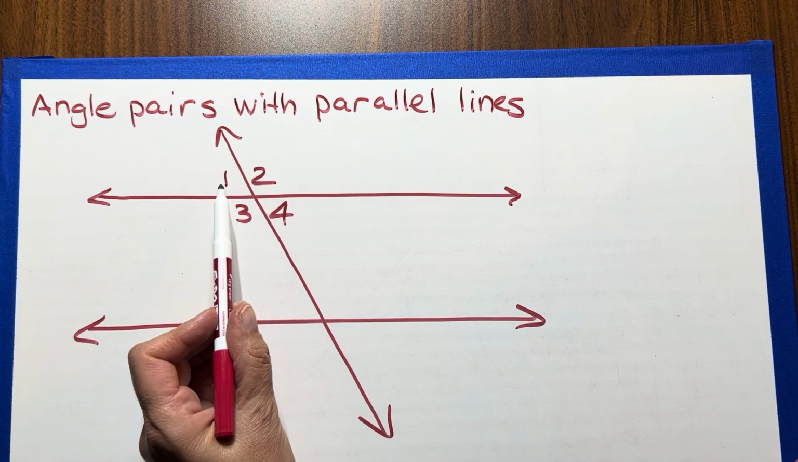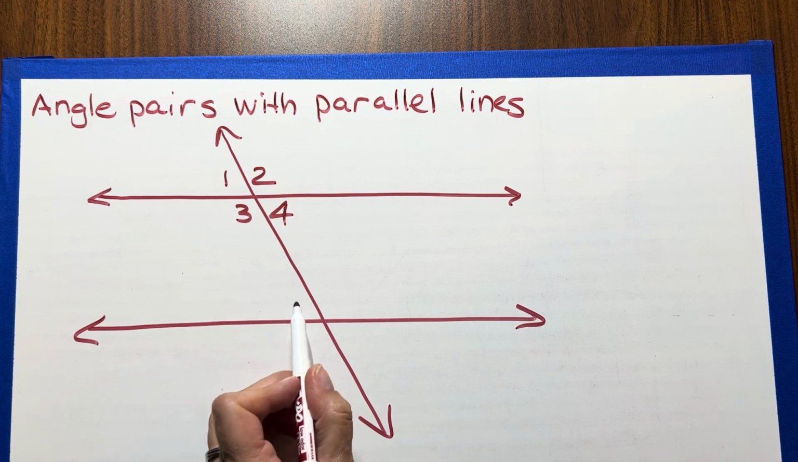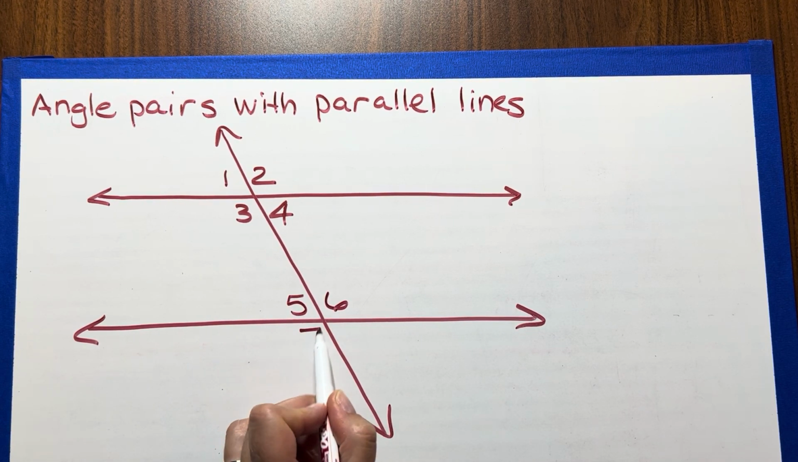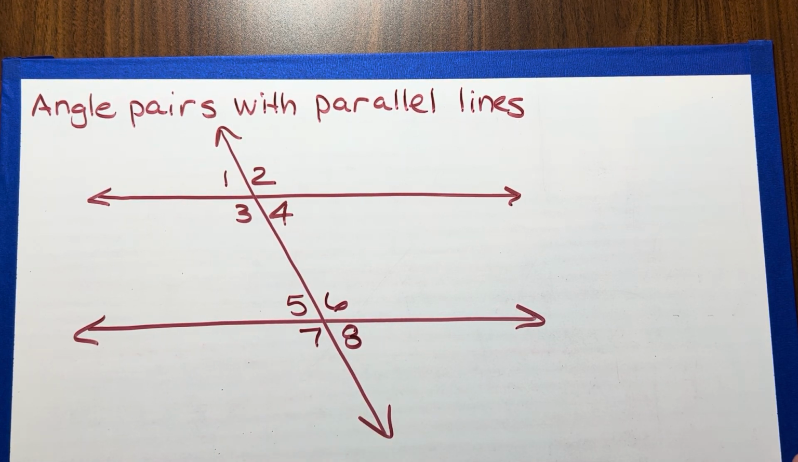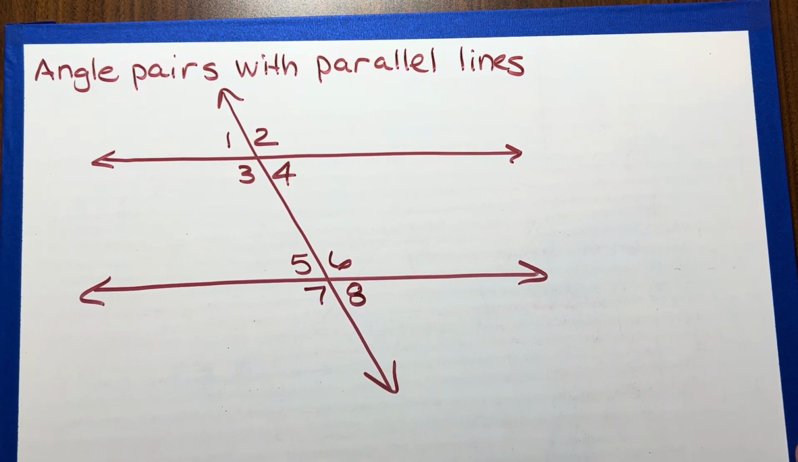So I'm labeling these angles 1, 2, 3, 4 in the first intersection, and then in the second intersection 5, 6, 7, 8. There are many different angle pairs that are just from these 8 angles. So we are going to address some of the names of these and what their relationships are.